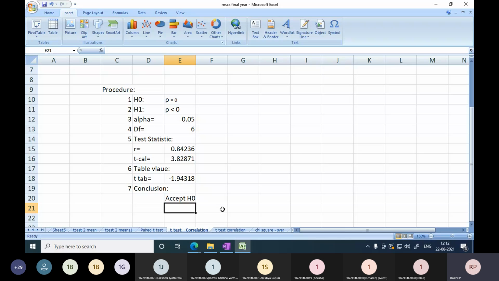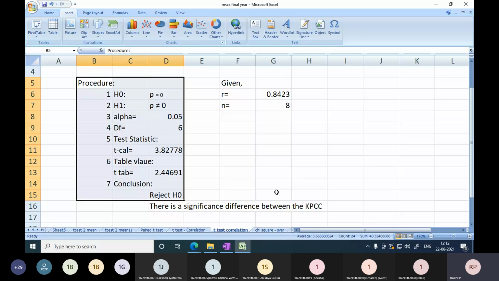So we finished this t-test for correlation. We finished the t-test for single mean, difference of means, paired t-test and correlation. So the complete t-test we finished. Now we are entering into the chi-square test.